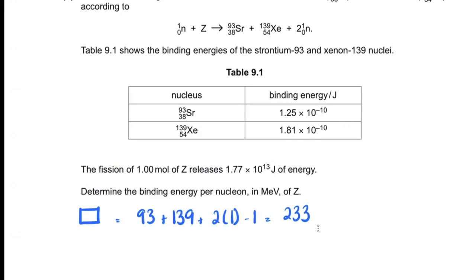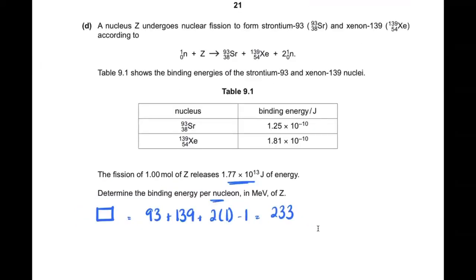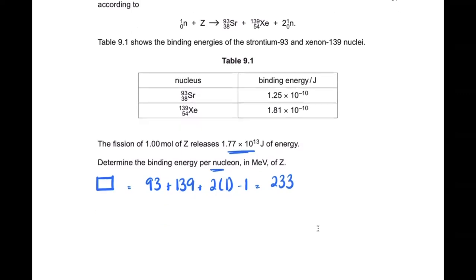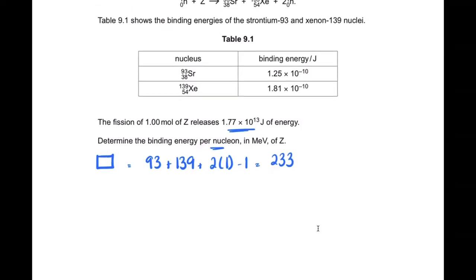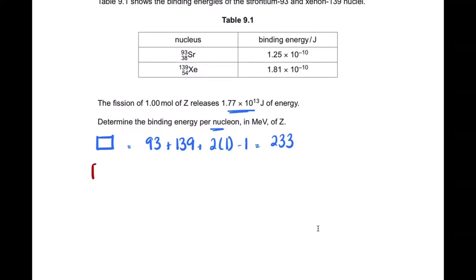So the fission of 1 mole of Z releases this much. Binding energy per nucleon number is what I need, per nucleon number, right? Okay, so can I somehow find the energy released per nucleus? Because if I have per nucleus, then I can divide by nucleon number to get the binding energy per nucleon. This is of 1 mole. I know 1 mole contains 6.02 into 10 to the 23 particles. So first I'm finding the binding energy per nucleus. Then I'll divide this by the number of nucleons.